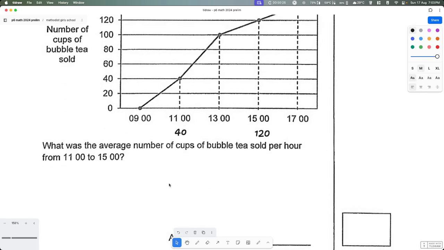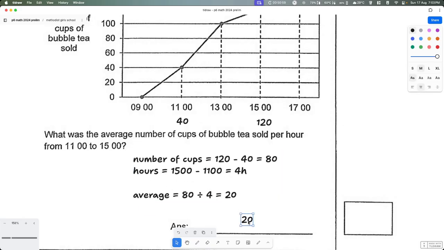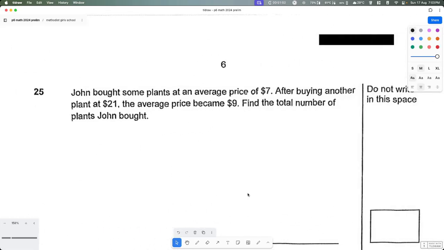Okay, so the number of cups is equal to 120 minus 40, so we sold a total of 80 cups. Then hours is equal to 1500 minus 1100, which is 4 hours. So average is equal to 80 divided by 4, which is equal to 20, right? So the answer is 20. All right, let's move to the next question, question 25.